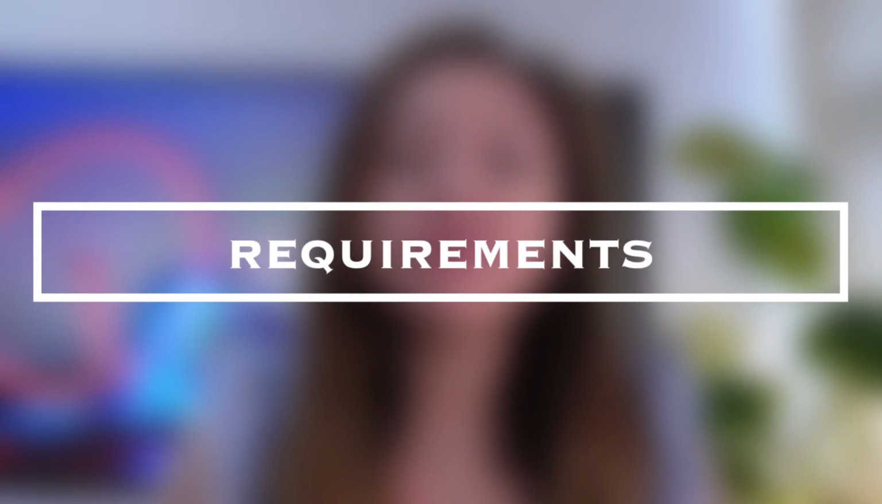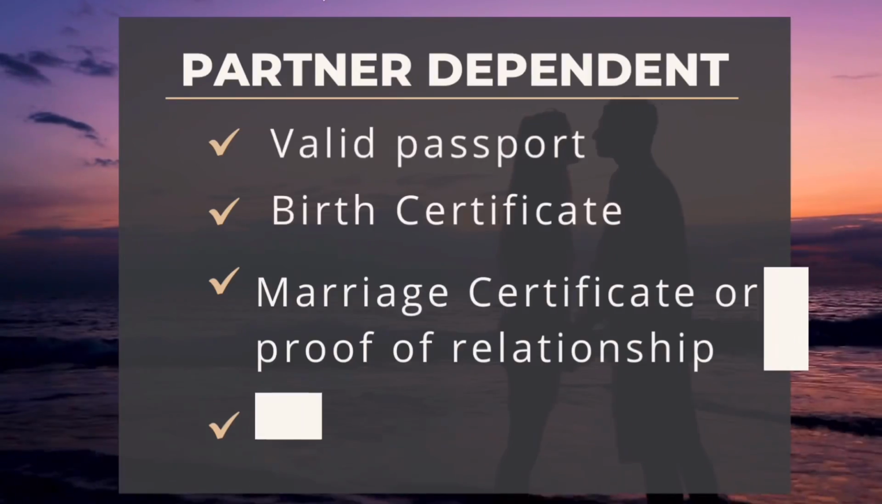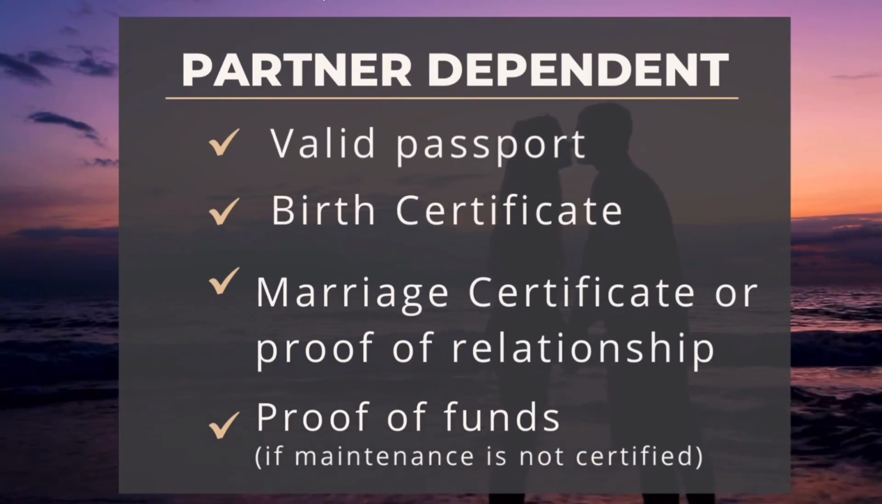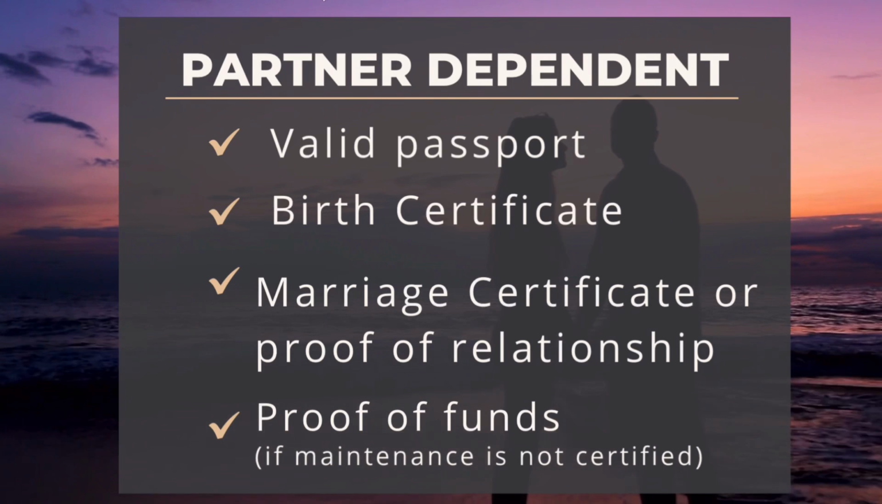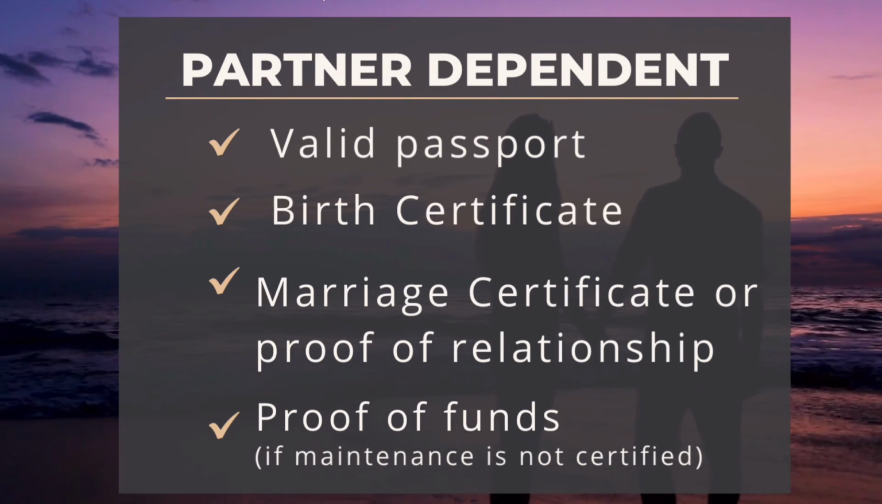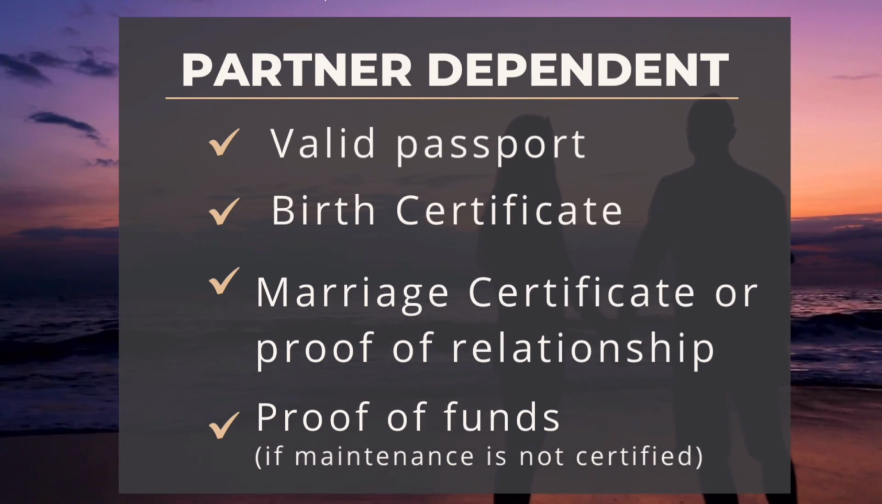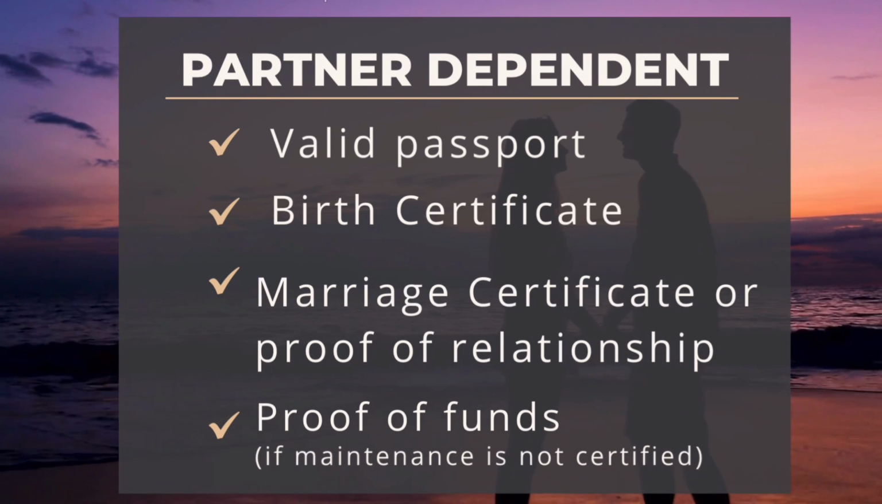Now let's talk about the requirements. These are the following documents that you need to provide when applying as a dependent. I'm going to divide this into two, the basic requirements and the optional ones. As for a partner dependent, you would need a valid passport, a birth certificate, proof of marriage or proof of relationship, a bank statement.